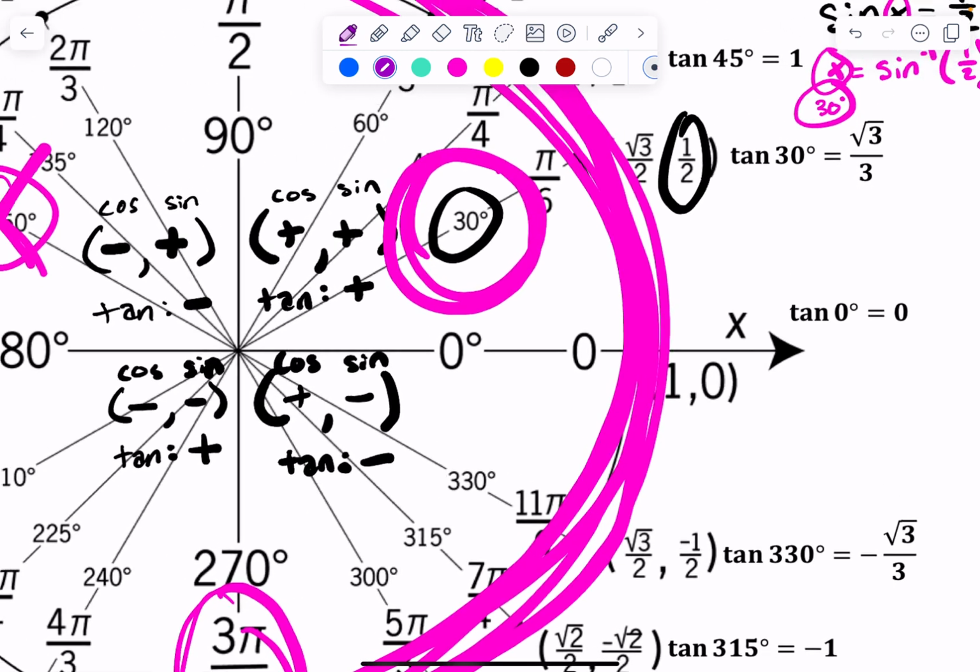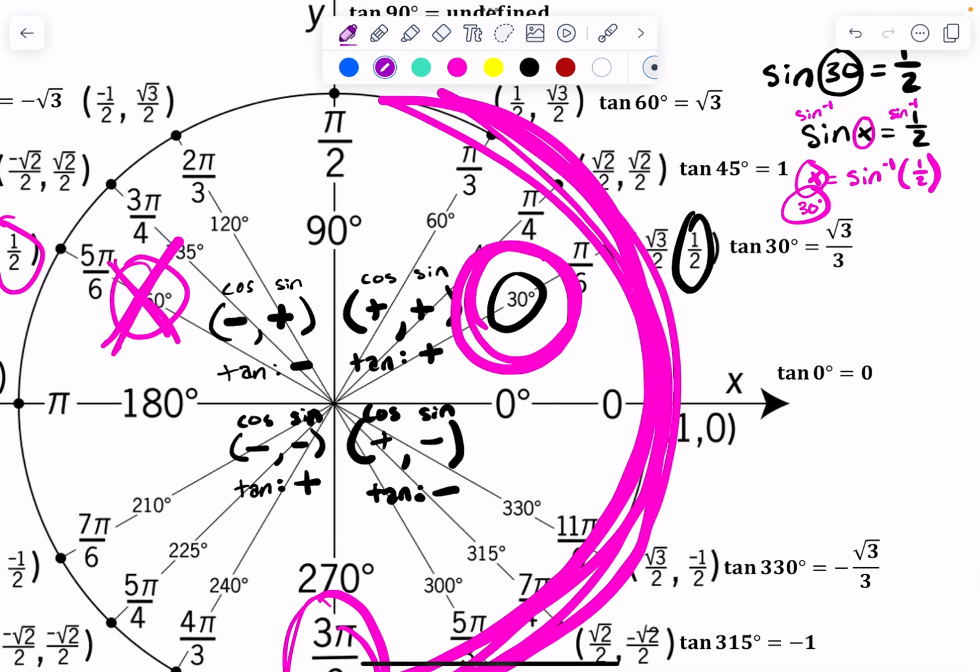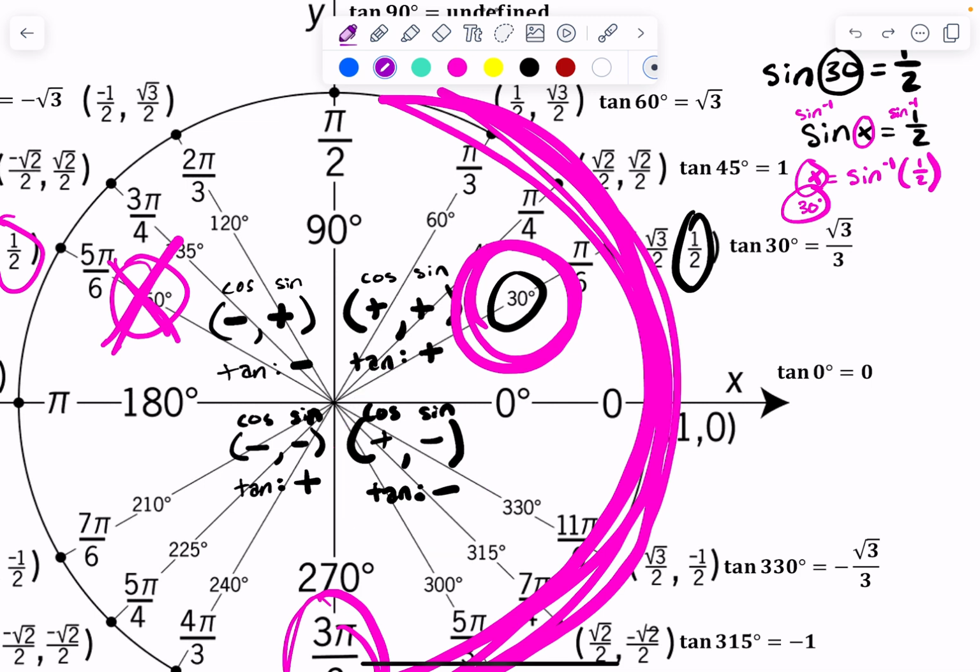So eventually on your unit circle, in addition to this stuff, we're going to write what quadrants inverse sine lives in. Inverse sine lives here, and inverse sine lives here.